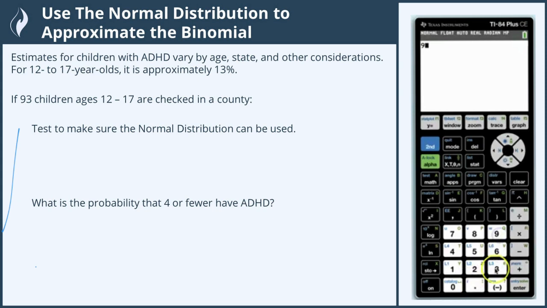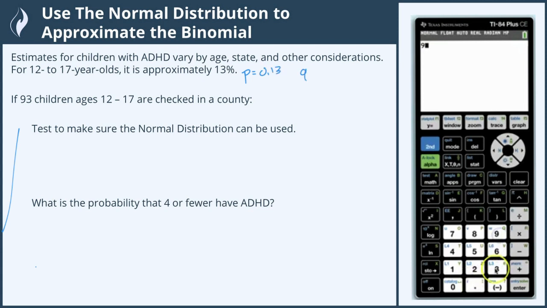Estimates for children with ADHD vary by age, state, and other considerations. For 12 to 17-year-olds, it is approximately 13%. If 93 children within that age range are checked in a county, what is the probability that 4 or fewer have ADHD? So P, the probability of success in this case, is 0.13.